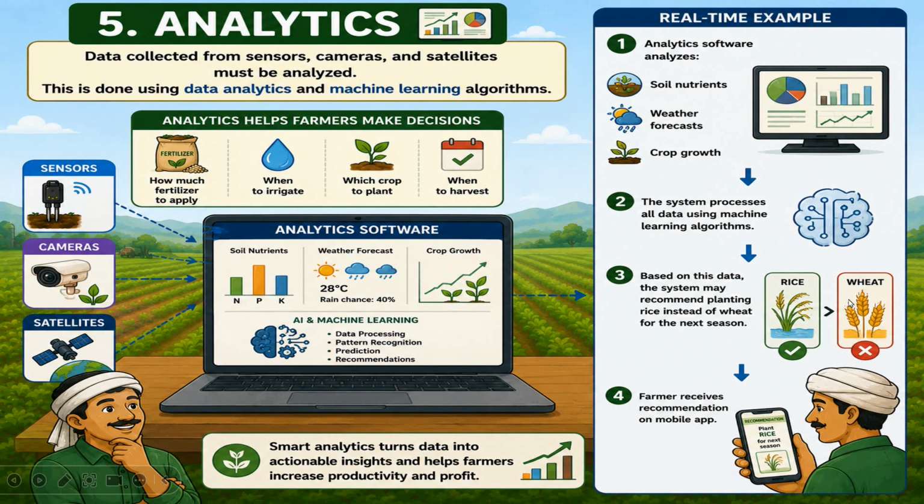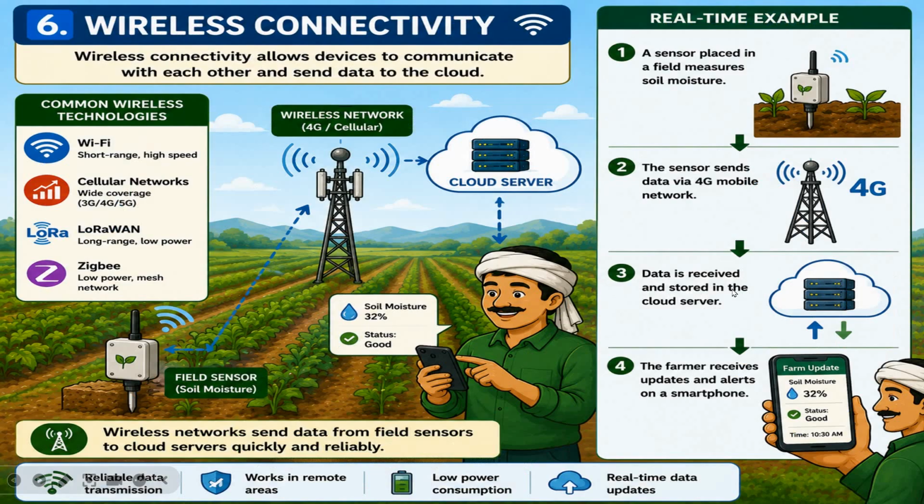And the recommendation is sent directly to the farmer's mobile. So overall, analytics converts raw farm data into useful insights. It helps the farmers increase the crop productivity, reduce the risk, improve the resource management, and earn higher profits through smart farming decisions. Then comes the wireless connectivity.